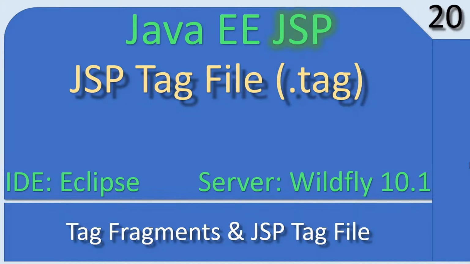Now we will see how to use the tag file. So the extension will be .tag. We already saw an example for .tld file. So the TLD is a tag library descriptor. This tag file will actually define a tag and we can start using those tags. Okay, now we will proceed.